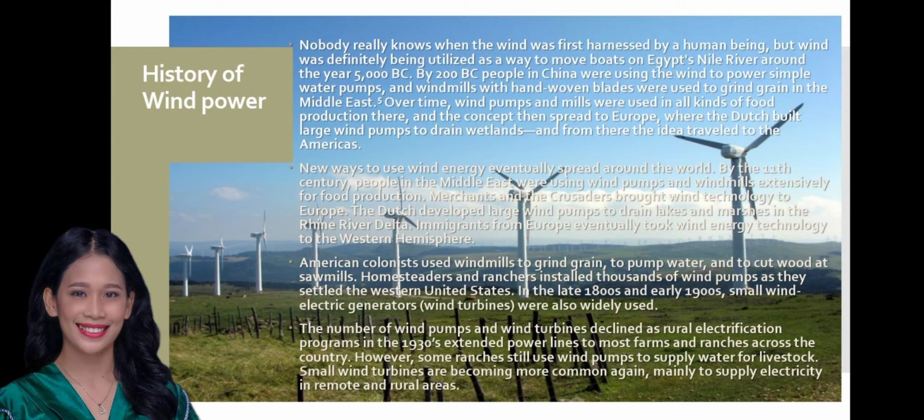However, some ranches still use wind pumps to supply water for livestock. Small wind turbines are becoming more common again, mainly to supply electricity in remote and rural areas. So, wind power has been used as long as humans have put sails into the wind. For more than two millennia, wind power machines have ground grain and pumped water. Wind power was widely available and not confined to the banks of fast-flowing streams or later required sources of fuel. So that's why it is one of the oldest power sources.